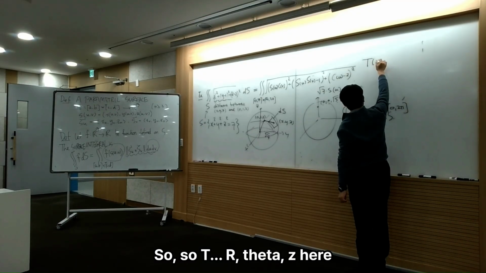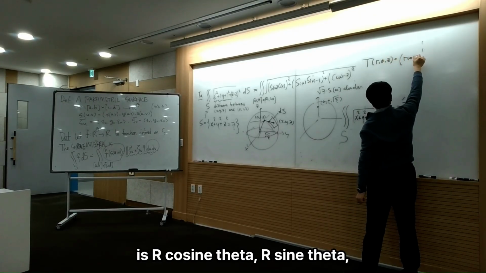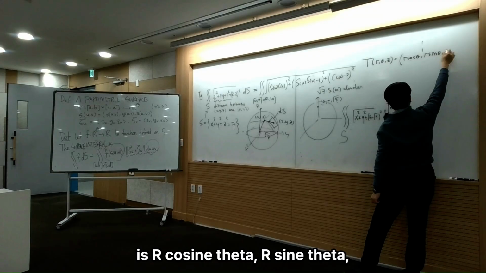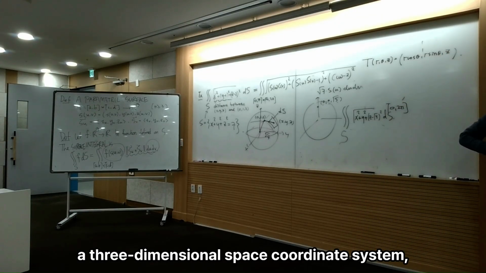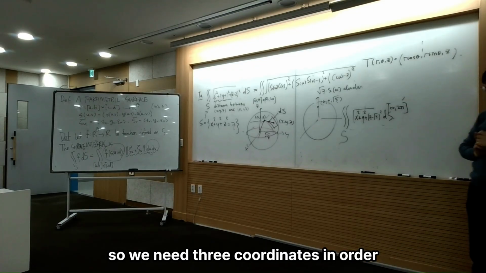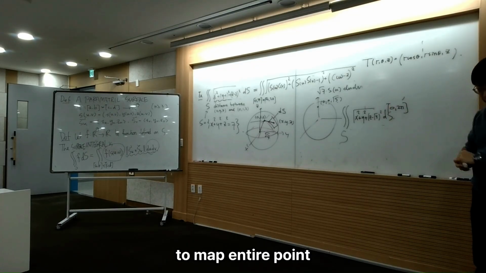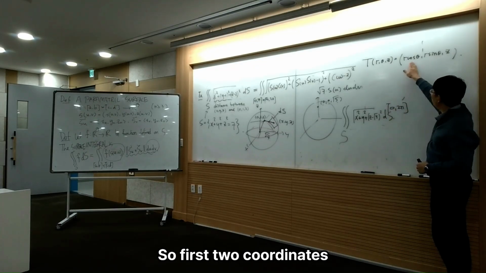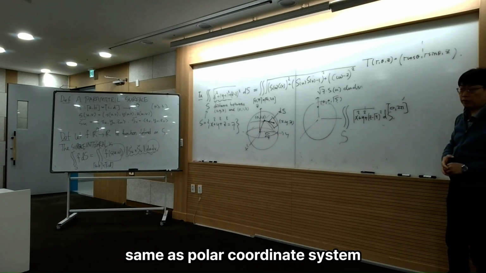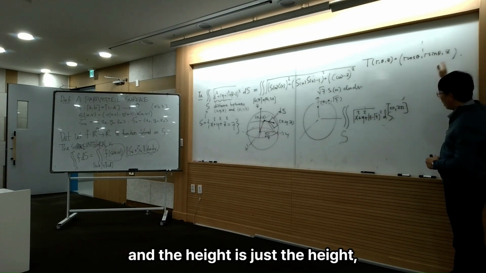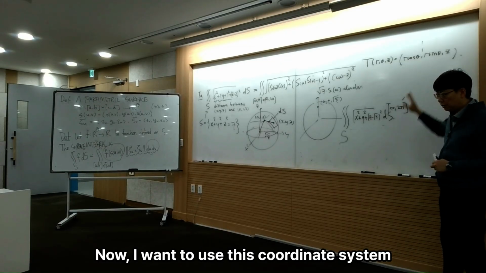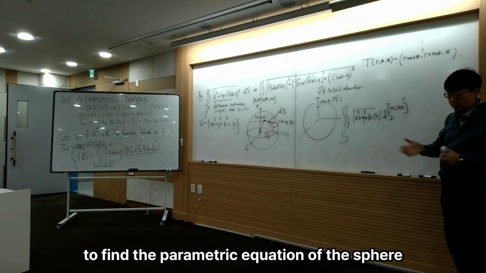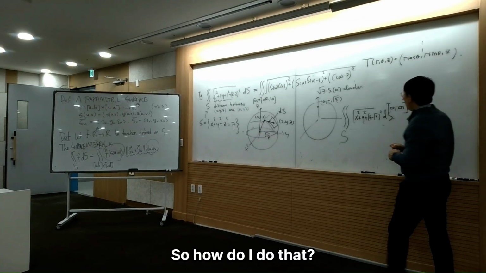So (r, theta, z) here is (r cosine zeta, r sine zeta, z). Basically, it's a three-dimensional coordinate system, so we need three coordinates to map every point in three-dimensional space. The first two coordinates are the same as the polar coordinate system because it's a cylinder, and the height is just the height, which is the z-axis. Now, I want to use this coordinate system to find the parametric equation of the sphere. So how do I do that?